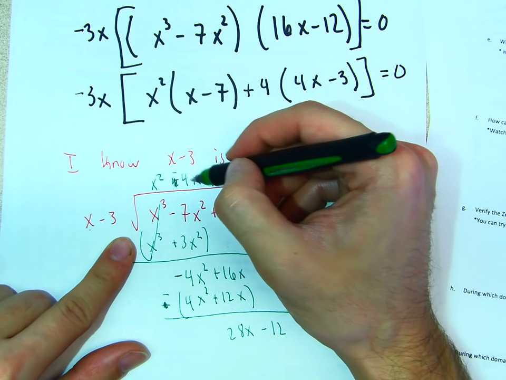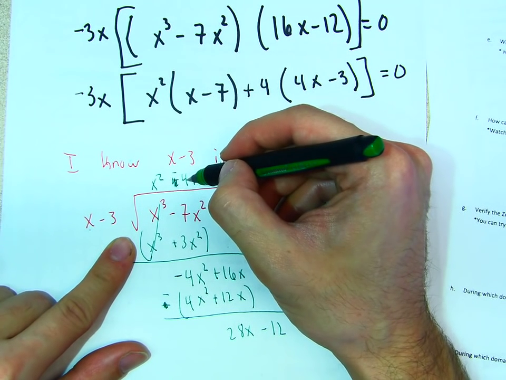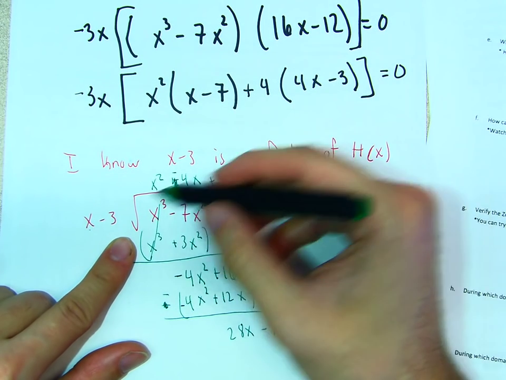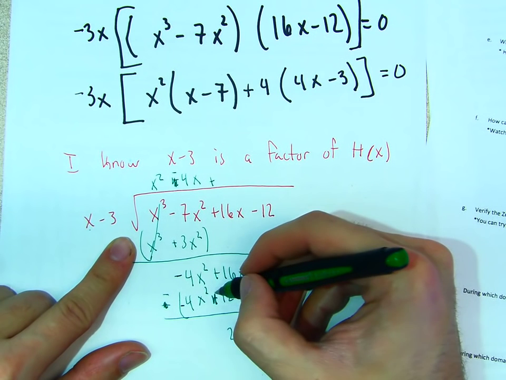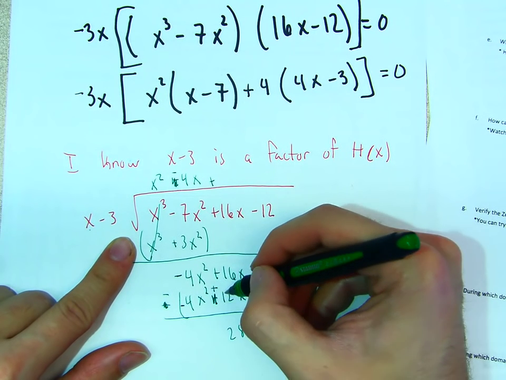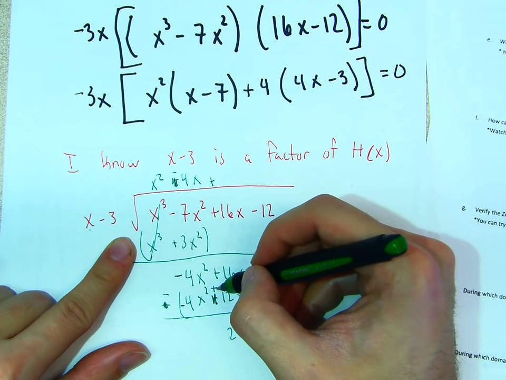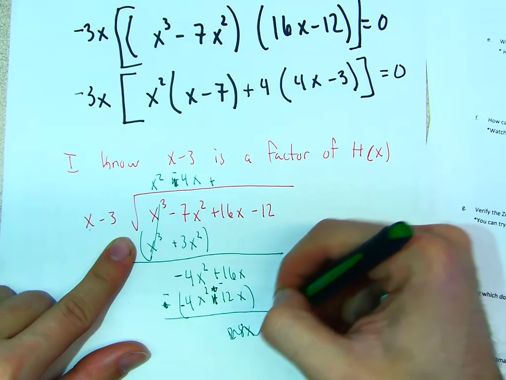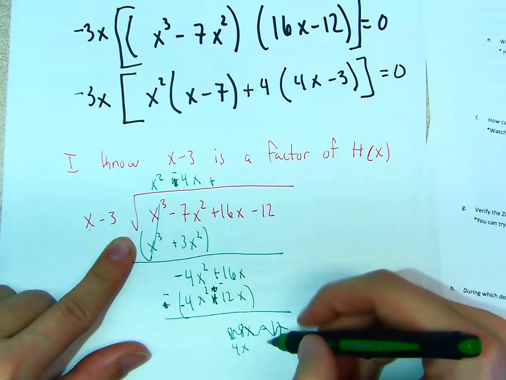4x. And then from here, negative 4x times x is negative 4x squared. And then negative 4x, this should be a plus 12. This should be a plus 12x. But when you do negative times positive, this will be negative. So it's 16 minus 12, and that's 4x minus 12.